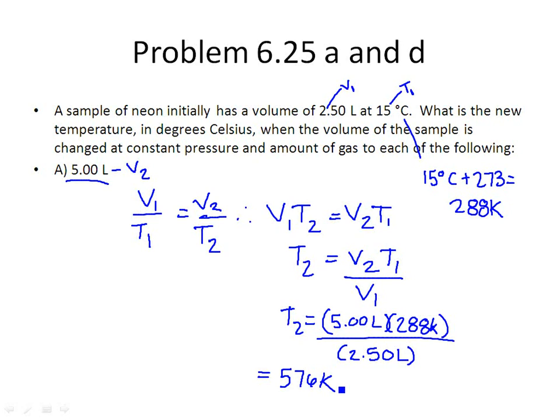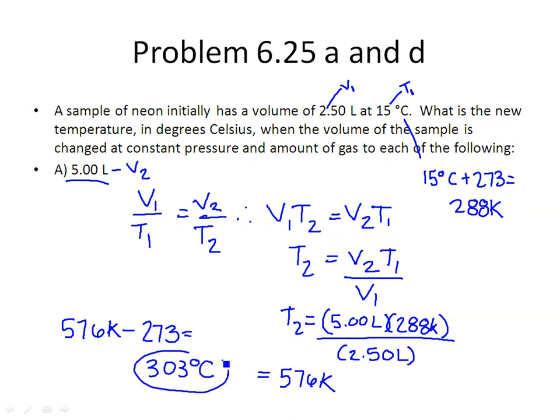The question's asking us for Celsius, so now we convert from Kelvin to Celsius by subtracting 273, which gives us 303 degrees C. When you're converting from Celsius to Kelvin, we add 273. And if you're doing the reverse, converting from Kelvin to Celsius, then you subtract 273. But the key is that you have to plug in Kelvin into the equation. You cannot plug in Celsius.